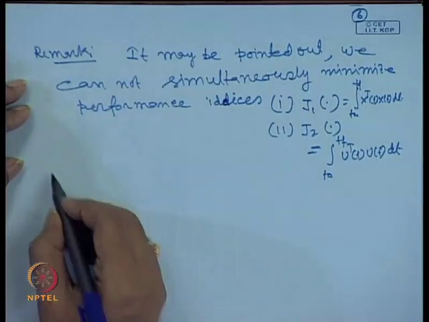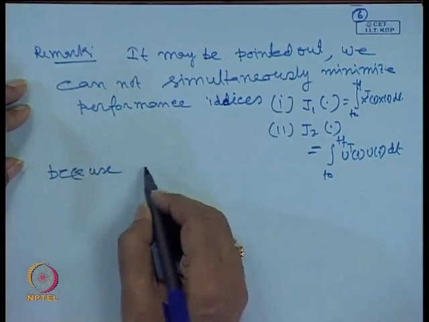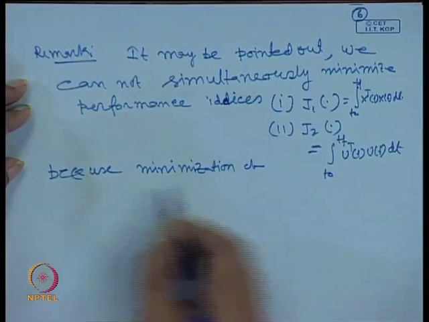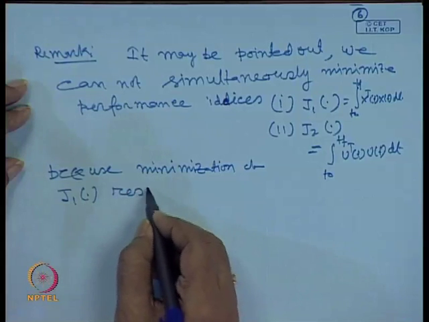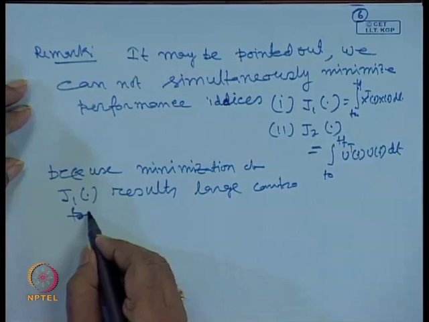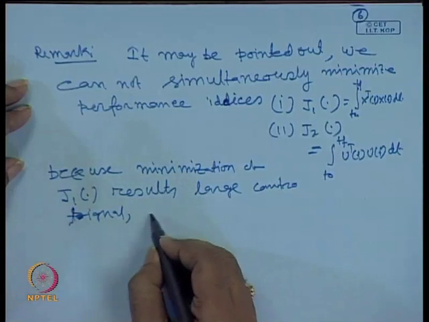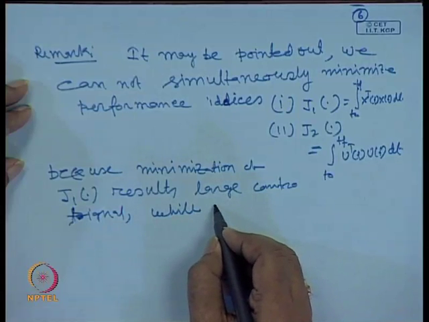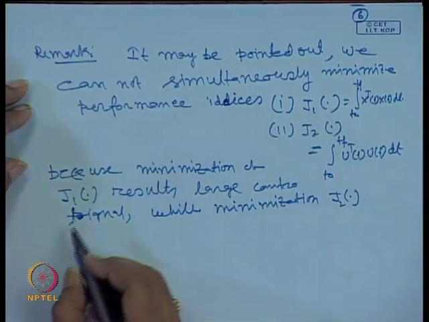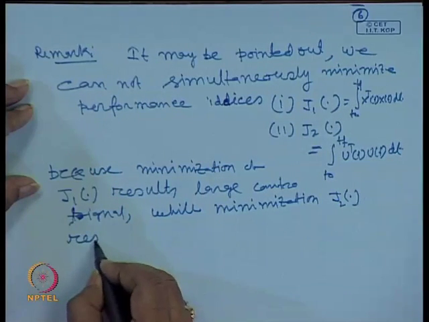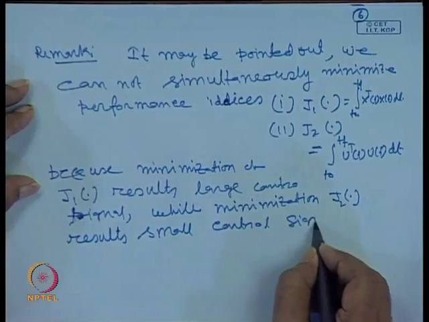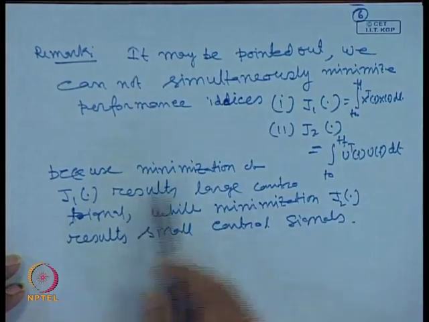We cannot simultaneously minimize them, why? Because the minimization of J 1 results in large control effort or control signal, while minimization of J 2 results in small control signal. So, this is the minimization of J 1, because we do not have any control.